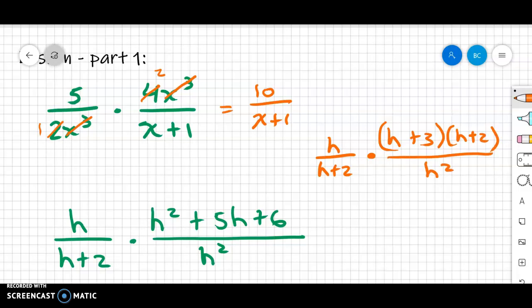So then I can do some cross-canceling. I've got h plus 2 as a factor, and h plus 2 as a factor, so they can be canceled. I can cross-cancel here. I've got h and then this h, and I'm going to be left with h plus 3 all over h. And I cannot cancel these h's because this h is being added to 3. It is not a factor.